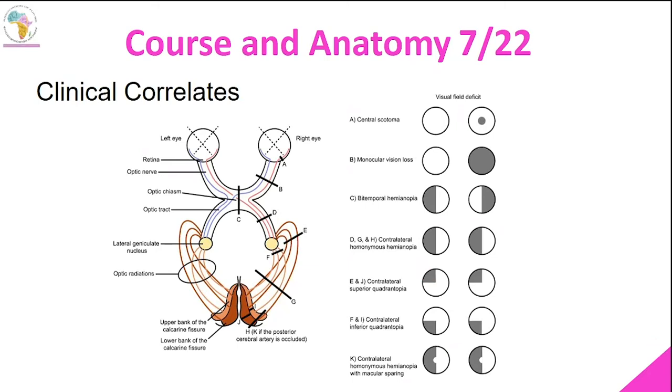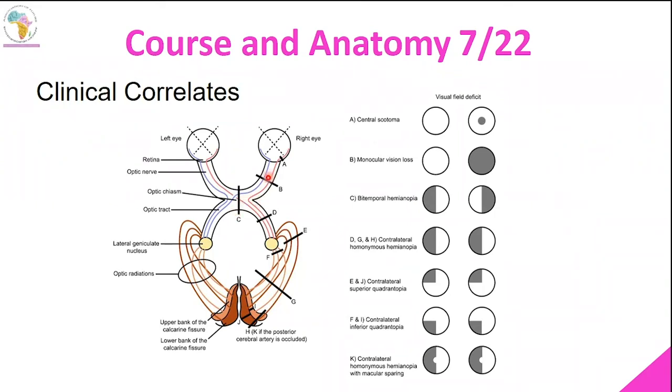So as you can see here, we have various presentations, or rather various complaints, that the patient would bring up or raise, depending on where the lesion actually is. If the lesion is at point A, what we would have is a central scotoma. If the lesion is at B, we would have a complete monocular vision loss. If it is at the level of the optic chiasm, we would have bitemporal hemianopia, and so on and so forth, as we can see in the slide. And these presentations are primarily based on the concept of decussation.